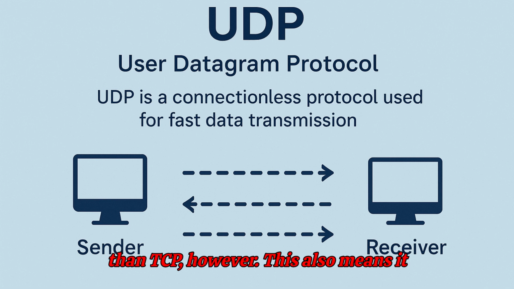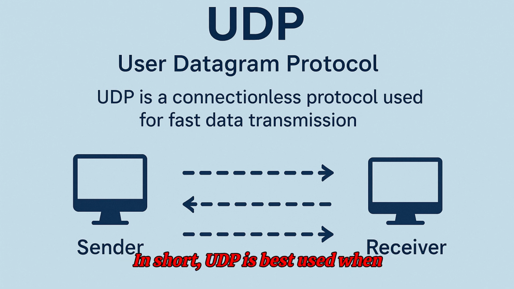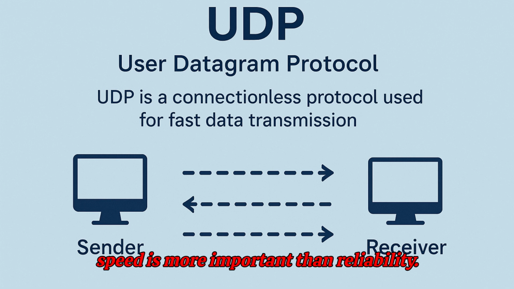However, this also means it is less reliable. UDP does not guarantee delivery, order, or duplication protection. In short, UDP is best used when speed is more important than reliability. It allows fast communication with minimal delay.